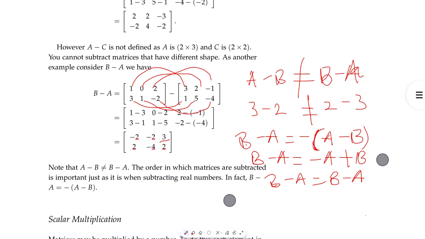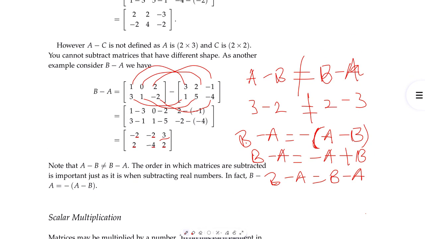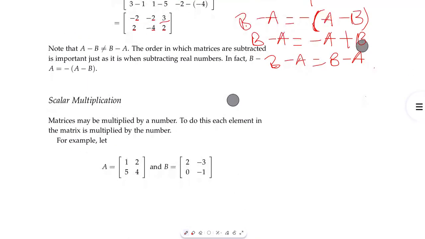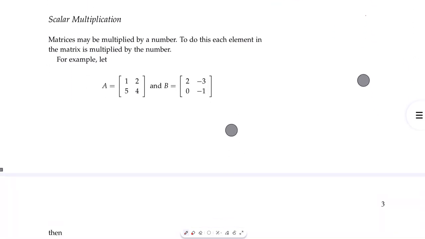So now we are moving to another part, which is called scalar multiplication. When we talk about scalar multiplication, a matrix can be multiplied by a number. When you hear the word scalar, as a science and math student, you should know that scalar just means number. Scalar means what? Number. So when I mean scalar multiplication, I mean if I'm told to find 2A.